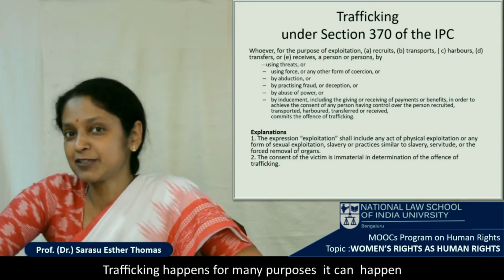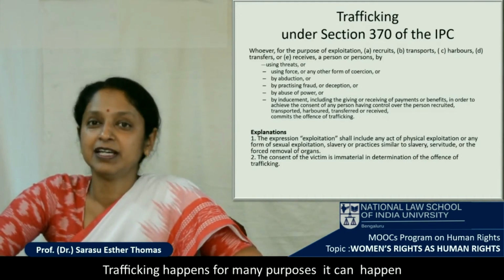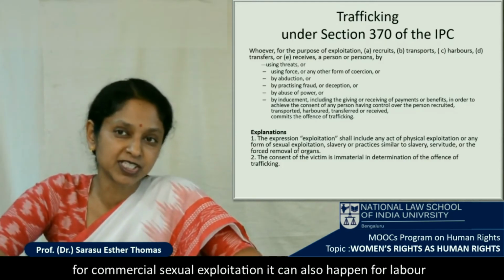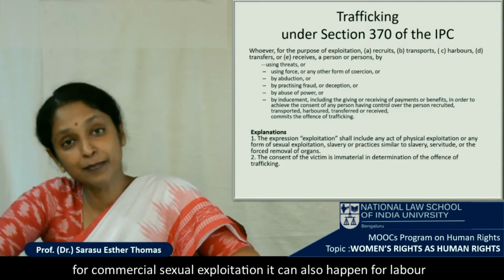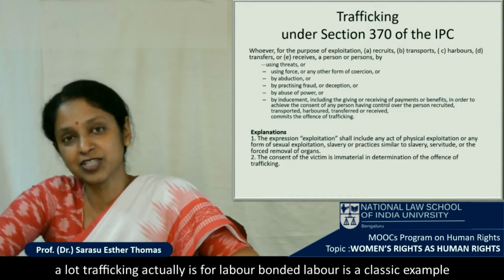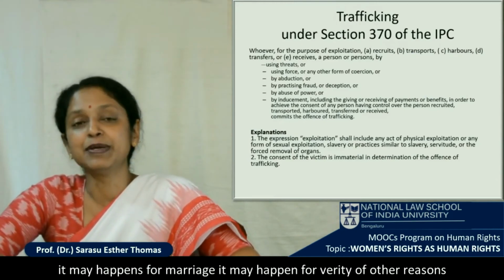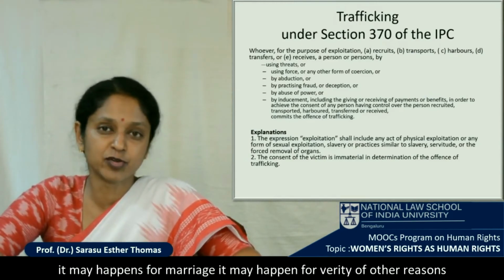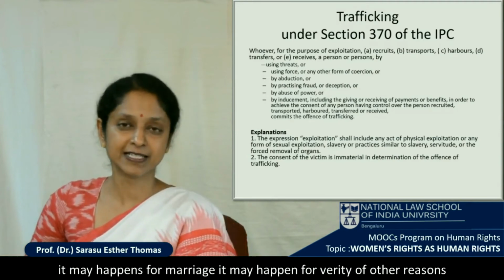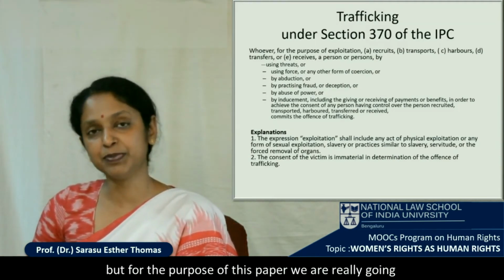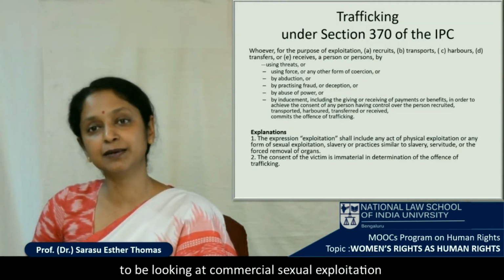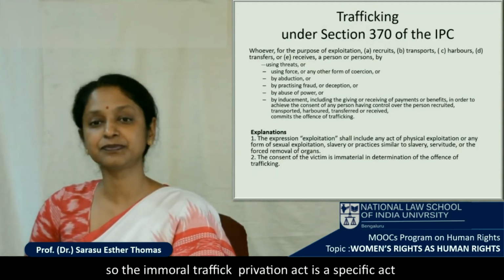Now, trafficking happens for many purposes. It can happen for commercial sexual exploitation. It can also happen for labor. A lot of trafficking actually is for labor. Bonded labor is a classic example. It may happen for marriage. It may happen for a variety of other reasons. But for the purpose of this paper, we are really going to be looking at commercial sexual exploitation.